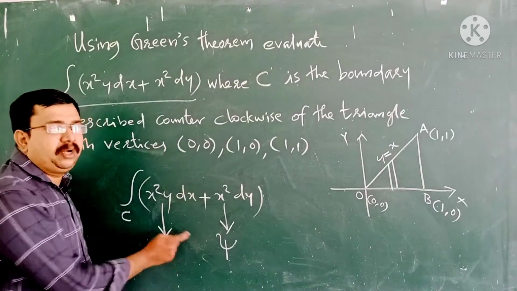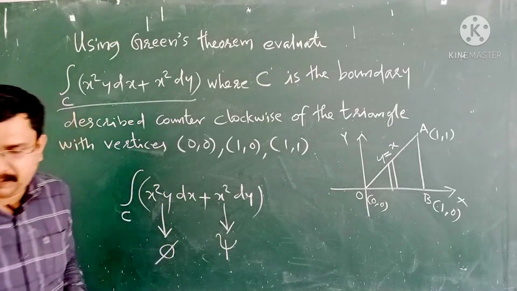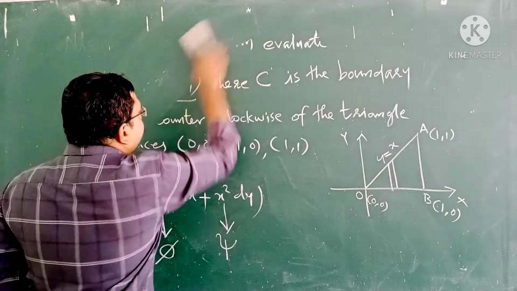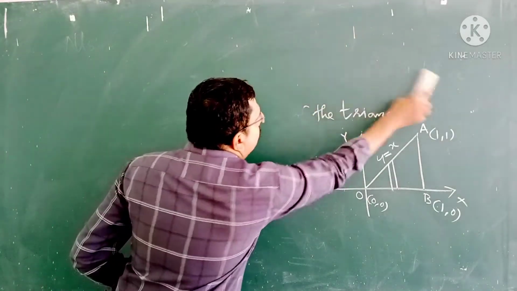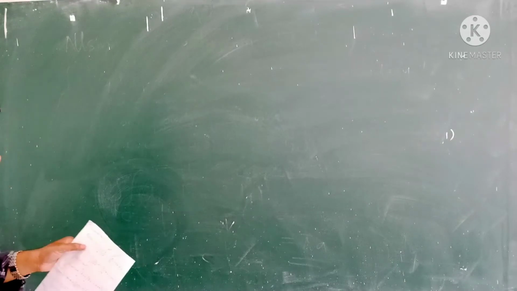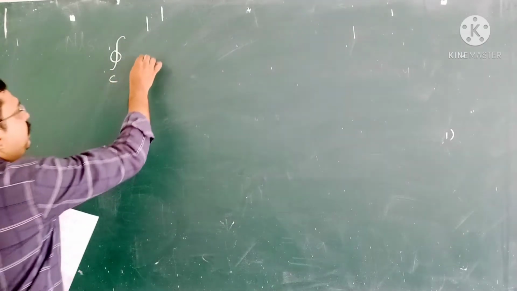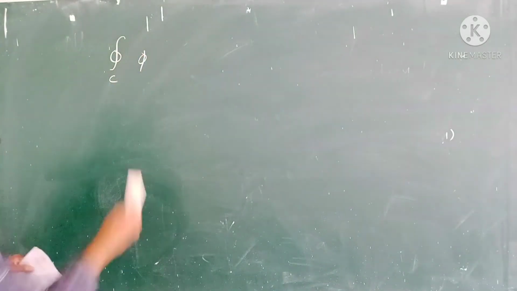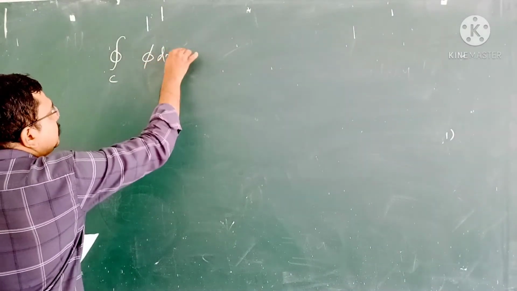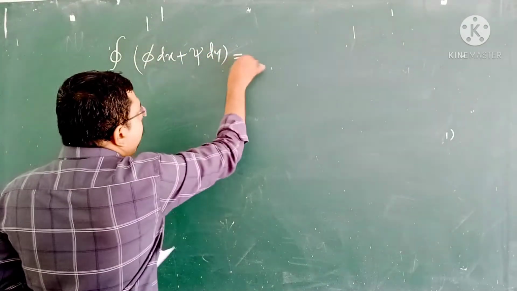First you may write this one. Here phi is x square y and psi is x square. Now we can apply Green's theorem. By the definition of Green's theorem, we can write the circular integral over C phi dx plus psi dy.